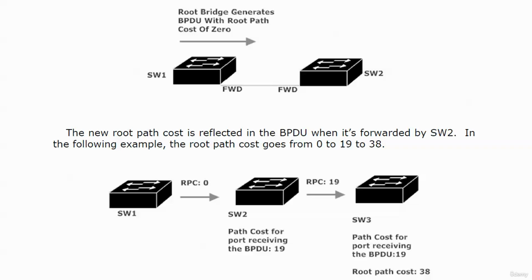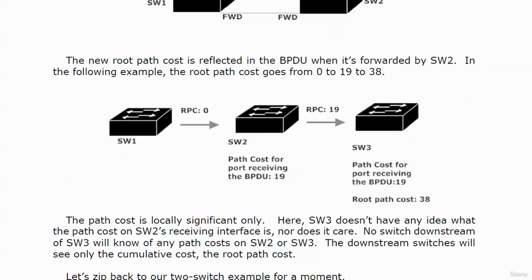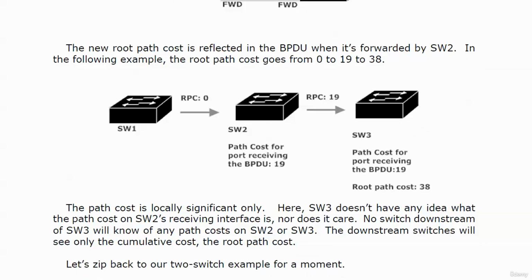Now this path cost on the ports, that is locally significant only. Switch 3 doesn't have any idea what the path cost on switch 2's receiving interface is, nor does it care. No switch downstream of switch 3 is going to know any of the individual path costs on switch 2 or 3. The downstream switches will only see that cumulative cost, the root path cost, that is carried by the BPDU. Super important here: the path cost increments as the BPDU is received, not as it is sent.